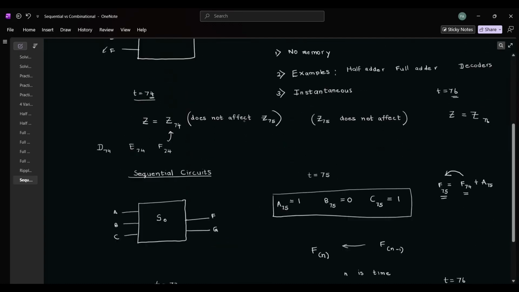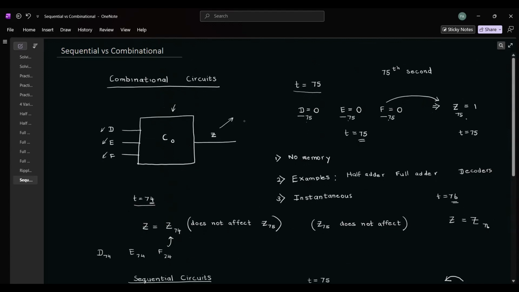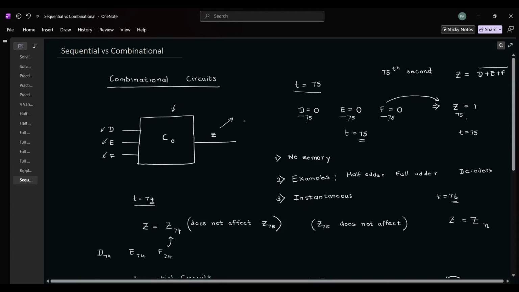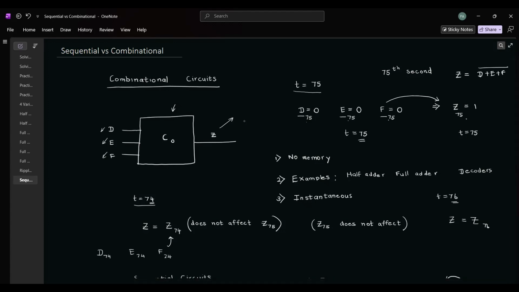So in combinational circuit C, only Z will be in this case if D equals E equals F equals 0. Let's say Z is equal to (D plus E plus F) whole thing bar. Okay, it could be a possible Boolean expression. In this case, you can see there is no idea of time. Time really doesn't matter here, because you are not remembering the previous state.